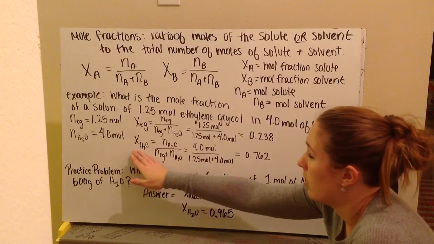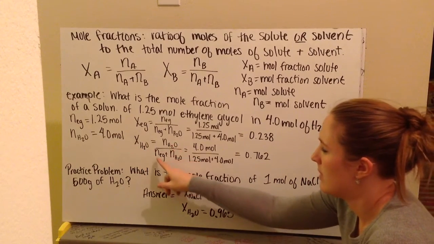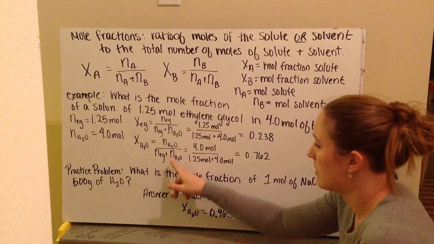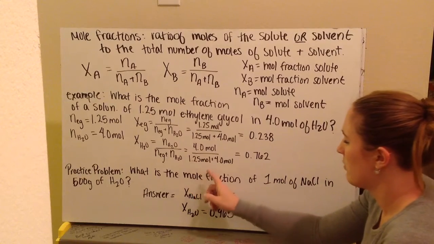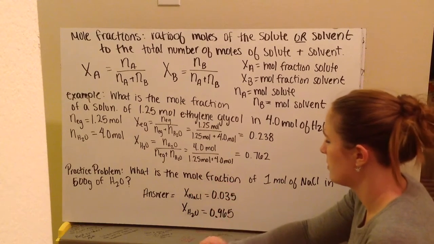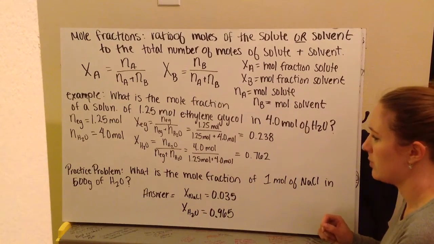When I do it for water, I find my mole fraction of water is my moles of water divided by my moles of ethylene glycol plus my moles of water. So 4 moles of water divided by 1.25 moles of ethylene glycol plus 4 moles of water gives me a mole fraction of 0.762.